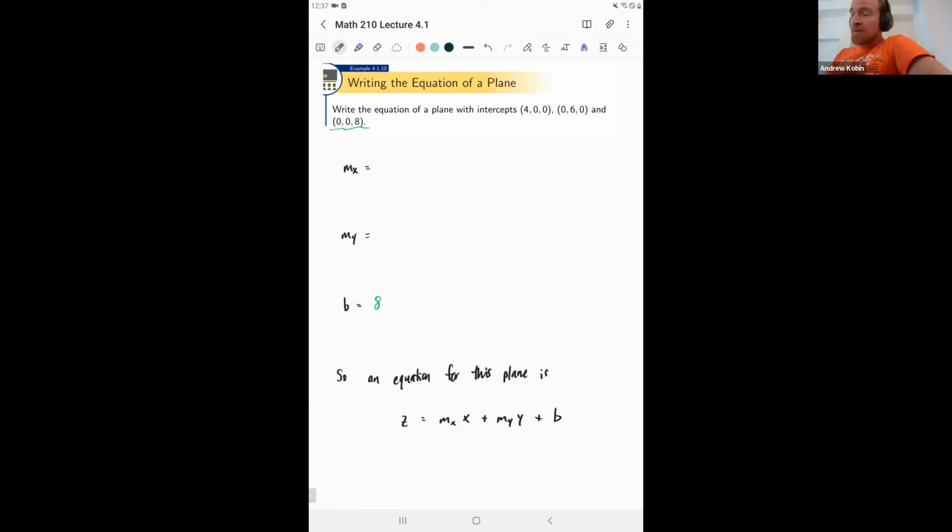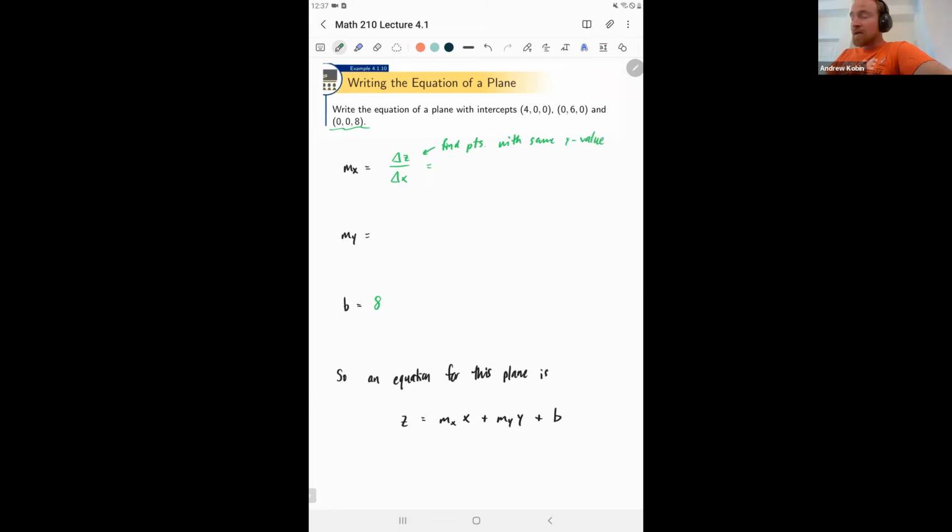So the way to compute mx, for example, is it's supposed to be a change in z, that's the rise, over change in x. And if I'm changing in the x direction, I need to not change in the y direction so I don't really screw up my rise over run calculation. So change in z and change in x, I need to find the right pair of points to compute this with. And the key here is find points with the same y component, or I'll say the same y value.